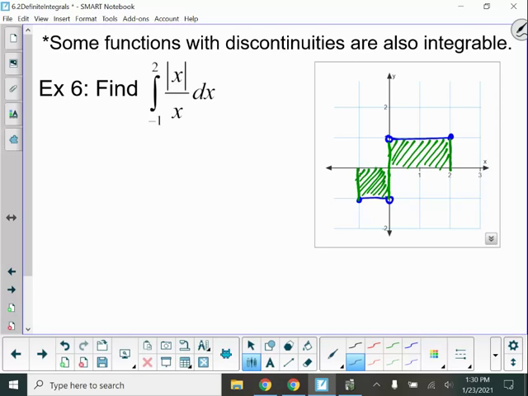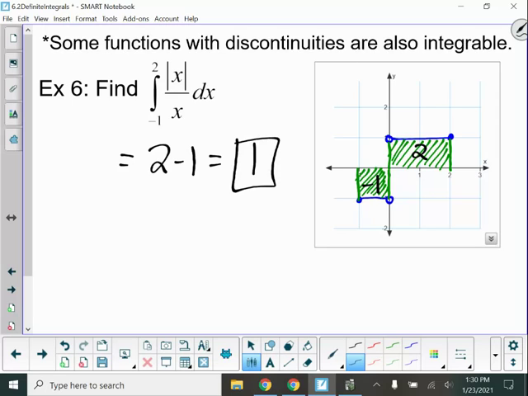From -1 to 0, that area is -1. It's a 1 by 1 block, but it's below the x-axis, so it's negative. From 0 to 2, all positives, it's 2 of those 1 blocks. So your total area here is actually going to be 2 minus 1, which is simply 1.